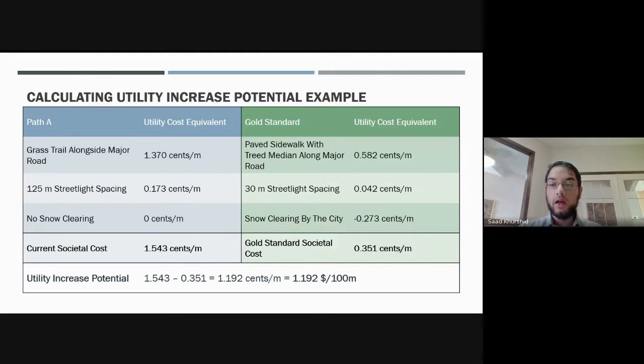For all pedestrian crossings of minor roads, it's 14 cents per crossing. It's fixed depending on your facility type.